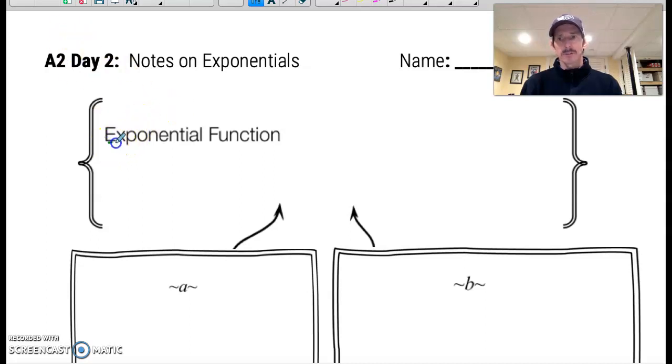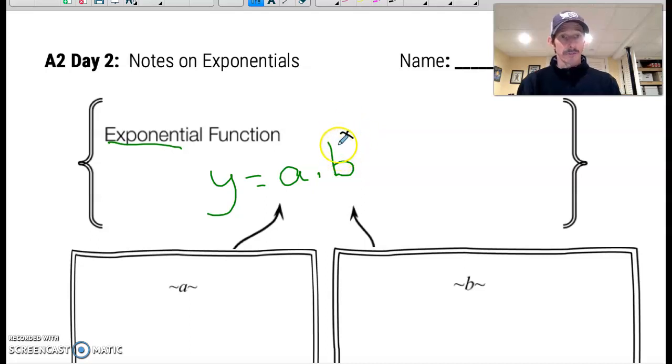An exponential function has an algebraic or mathematical form of y equals a times b to the x. And I'm making this a different color so you recognize that this guy up here is your variable. That's what you're going to be plugging numbers into. And A and B are going to be constants, and each one actually indicates something separate.